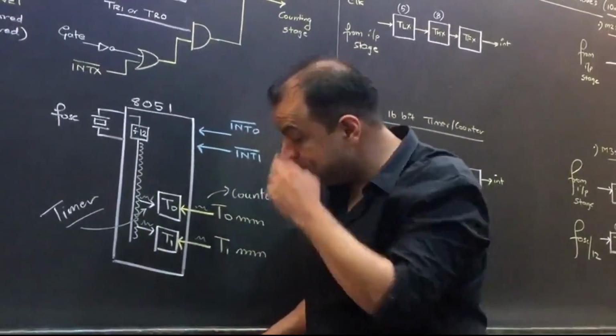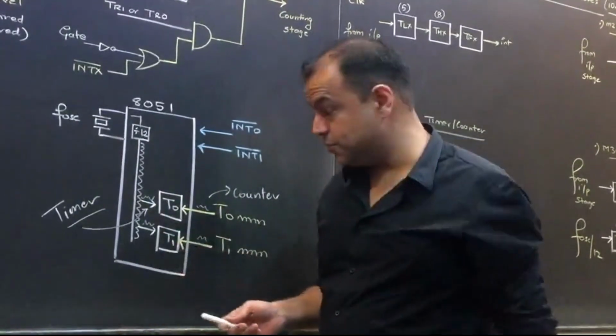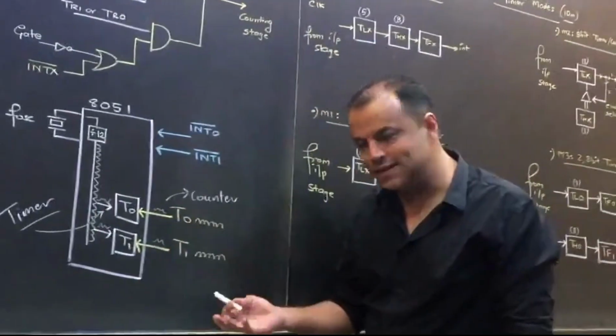Please tell me, did you understand? Now, can they both be timers? Yes, they both can use the internal clock. I'm sorry for that. Can they both be counters? Yes, you have 2 pins.